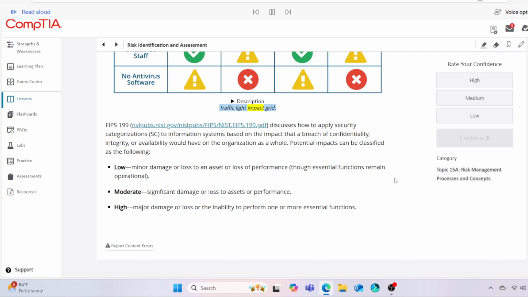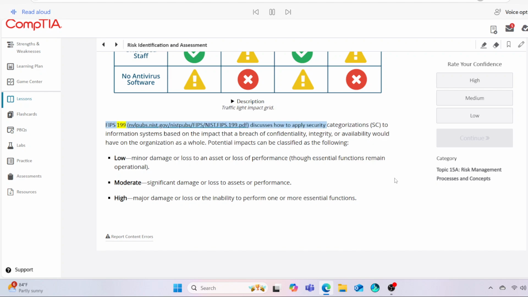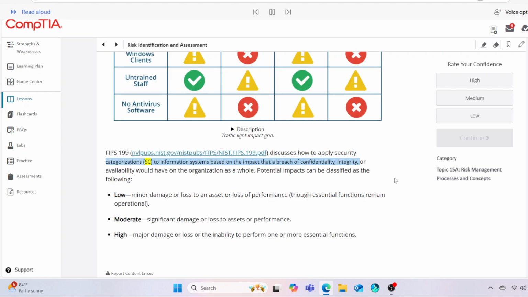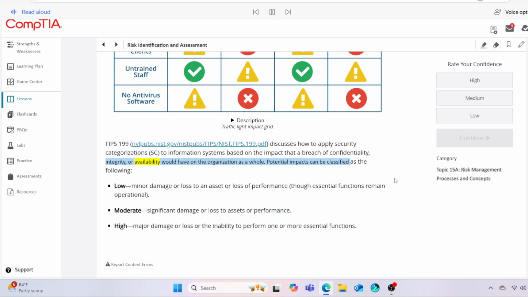Traffic light impact grid. FIPS 199, NVL pubs, NIST. FIPS 199 PDF discusses how to apply security categorizations, SC, to information systems based on the impact that a breach of confidentiality, integrity, or availability would have on the organization as a whole.